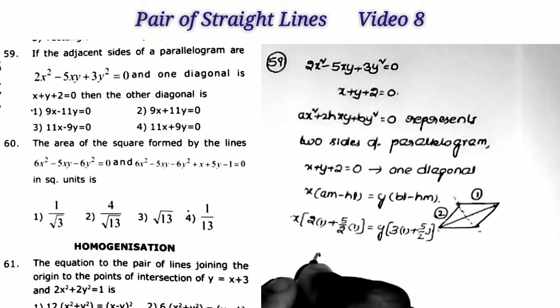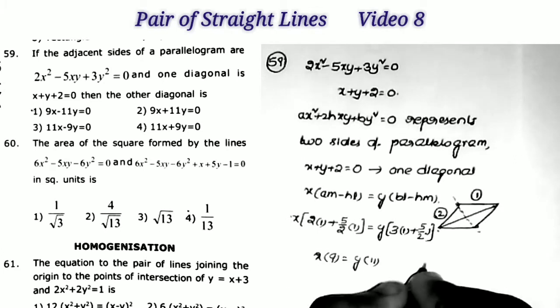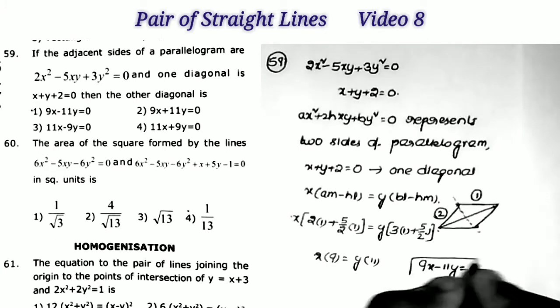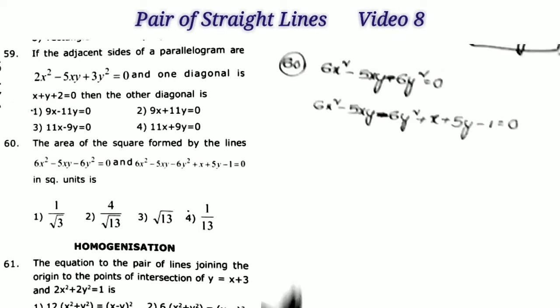Now taking the LCM and cancelling the two, we get 9x = 11y. So the answer is 9x − 11y = 0, and this is the first option. That's all. Simply replacing the values in the formula gives the second diagonal equation. That is the answer. Next problem, sum number 60.